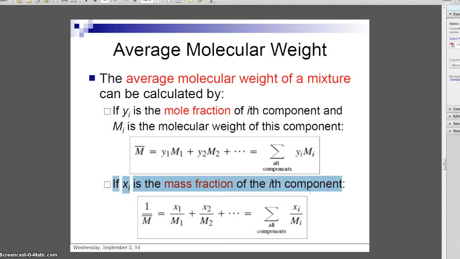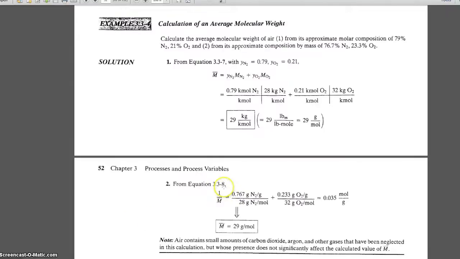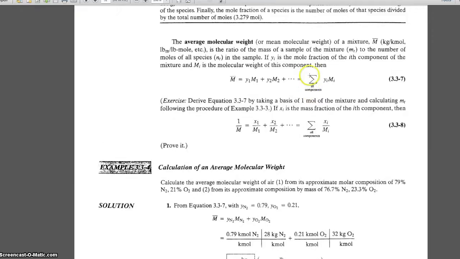So in the book, the formula is on page 51 up here. It's the formula 3.3-7, and the second formula is 3.3-8.